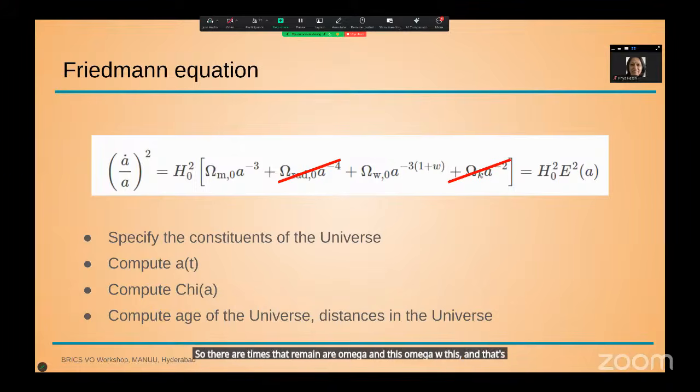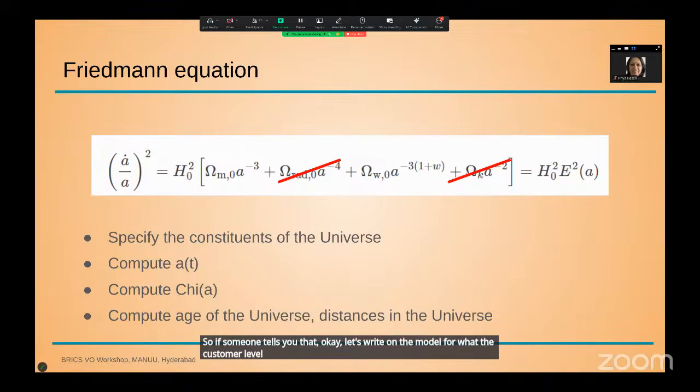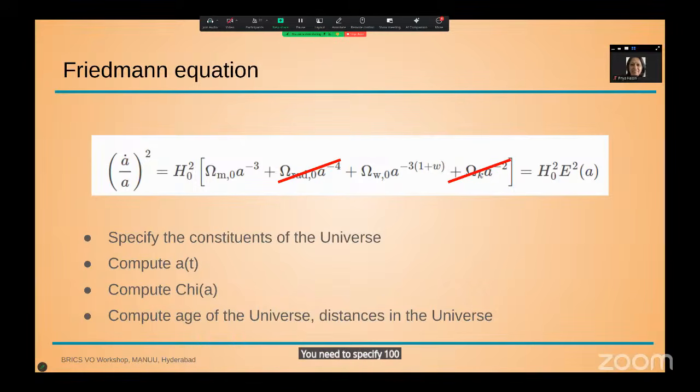That's the equation. So if someone tells you, okay, let's write down the model for what the cosmological model is, then what all things do you need to specify? You need to specify h naught. You need to specify omega n 0, omega w 0. Okay? And what this w is.